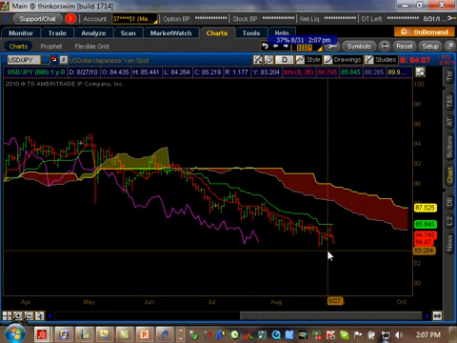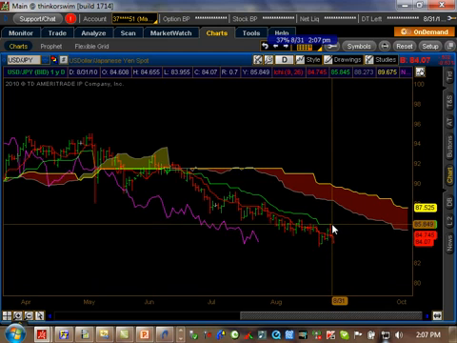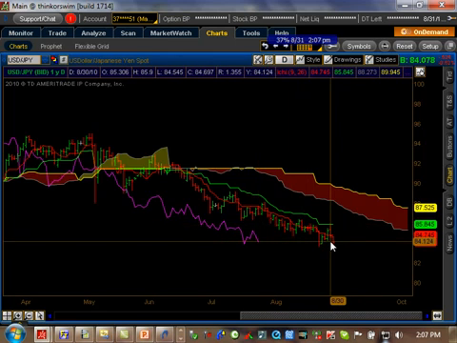Okay, so we've discussed 3 indicators now: the Tenkan-sen, which is 9, the Kijun-sen, which is 26, and the Chikou. Okay, one thing to note.